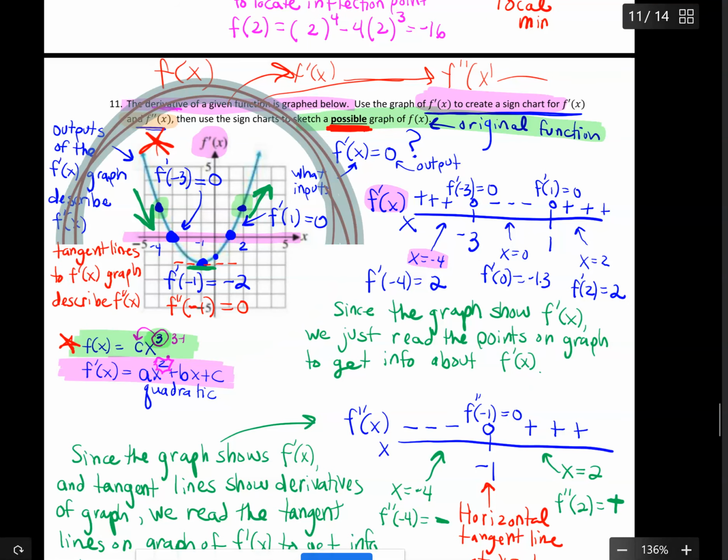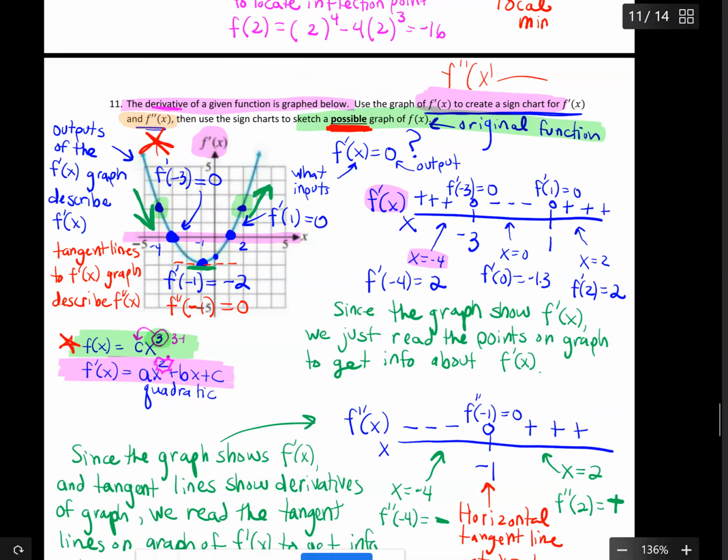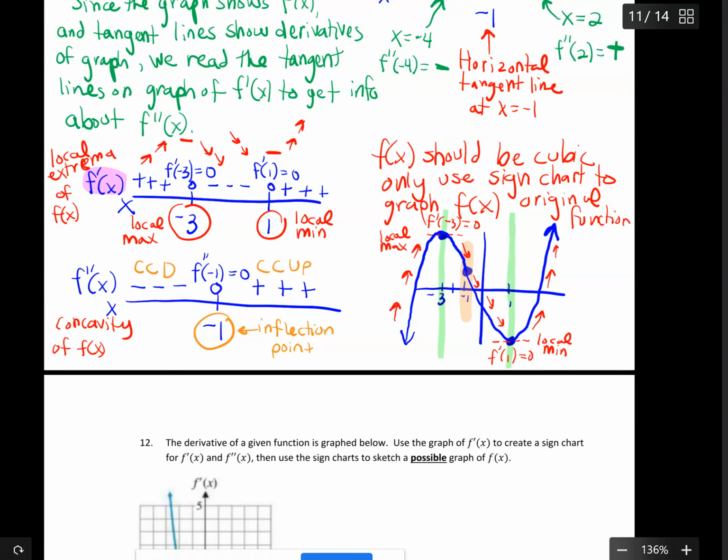Okay. It's the same idea, but this time, see how the derivative is a cubic function? If you work back to your original function, what degree would you expect it to have?